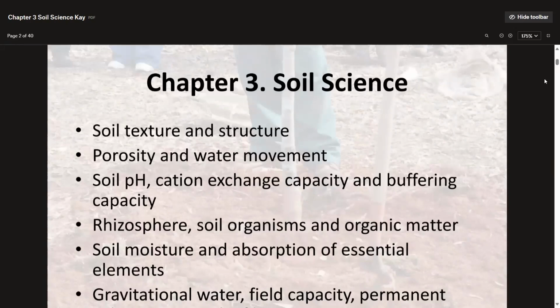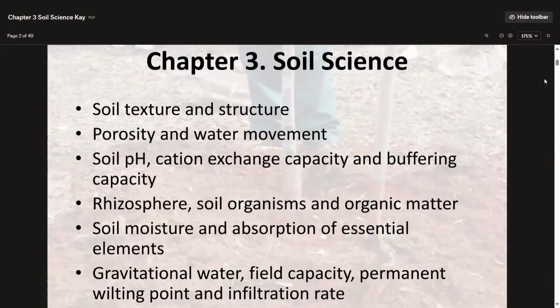So soil texture and structure, we're going to talk about that. We're going to talk about porosity and water movement. We're going to talk about soil pH, cation exchange capacity, and then buffering capacity. What's a cation? We'll go over all that.